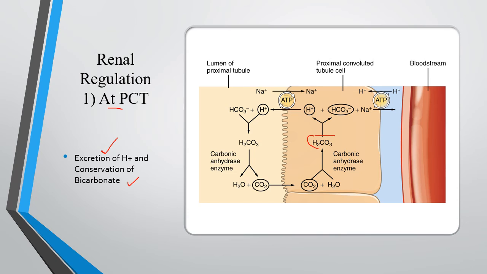So CO2, I'll just describe this again. CO2, which is formed during the normal cellular metabolism, combines with water to form carbonic acid in the presence of carbonic anhydrase. This is carbonic anhydrase type 2 in the cell, in the proximal convoluted tubule cell. Carbonic acid then dissociates to form H plus and bicarbonate. This H plus is secreted into the lumen of the PCT by sodium hydrogen antiporter. So sodium enters and H plus goes out.